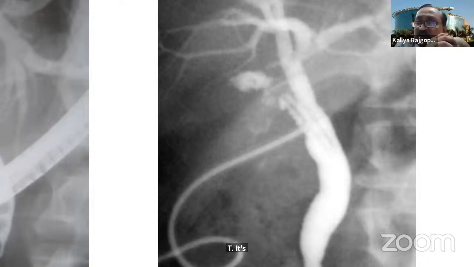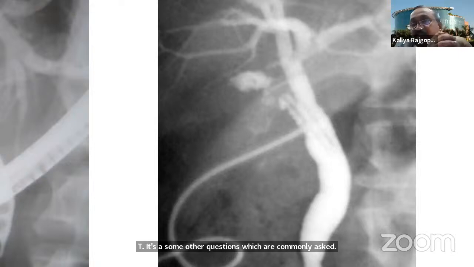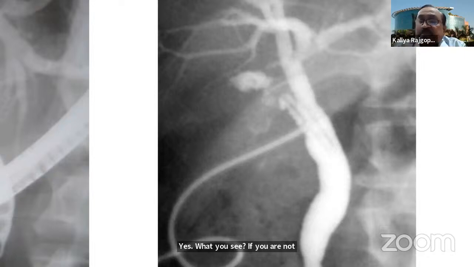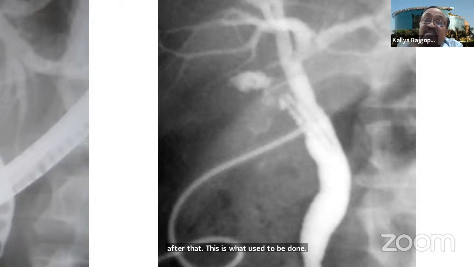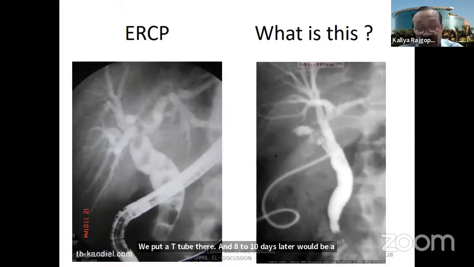Please read about it. What is on-table cholangiogram? Yes, OTC. If you are not sure about the anatomy of the cystic duct, common bile duct in the open method or on-table, but generally even in the laparoscopic method, there's a tendency not to do on-table cholangiogram now. Then you have to explore the common bile duct for the stones. After that, this is what used to be done. We put a T tube there, and 8 to 10 days later, we do a T tube cholangiogram to know any retained stone. So that's how it is.